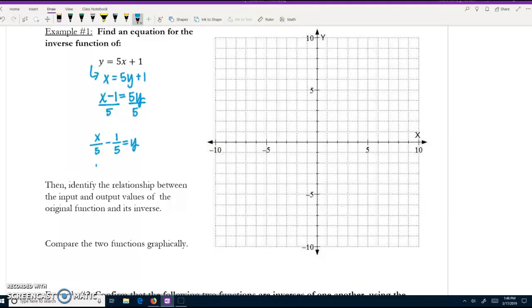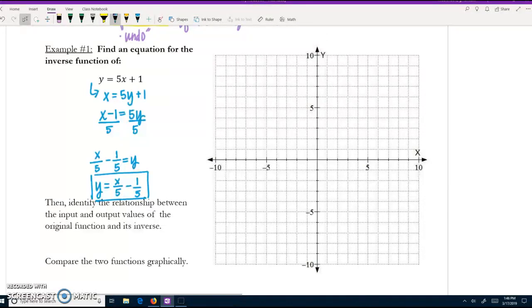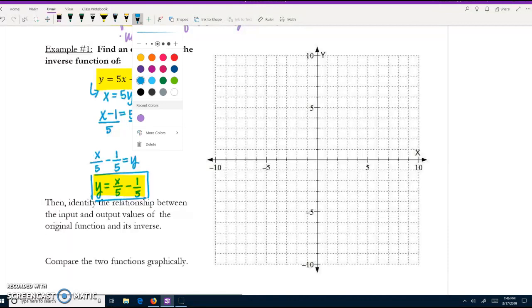And then just because I like to have y on the left-hand side, I'm going to say y is equal to x over 5 minus 1 over 5. So this is my inverse function. So y equals 5x plus 1, that was the original function that we were working with. Our inverse is this function here. So it asks, identify the relationship between the input and output values of the original function and its inverse. So let me show you what I mean by that.